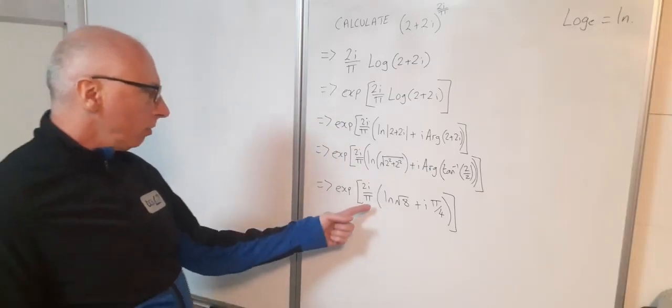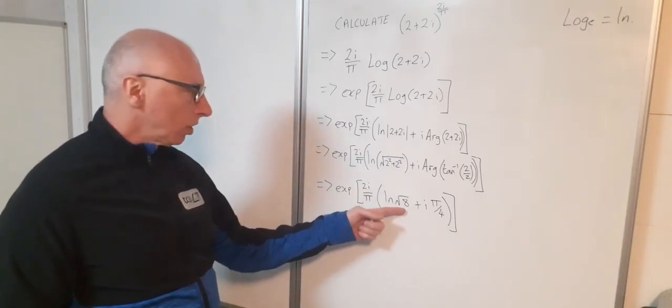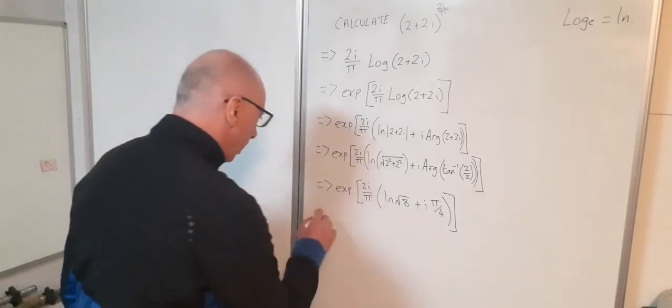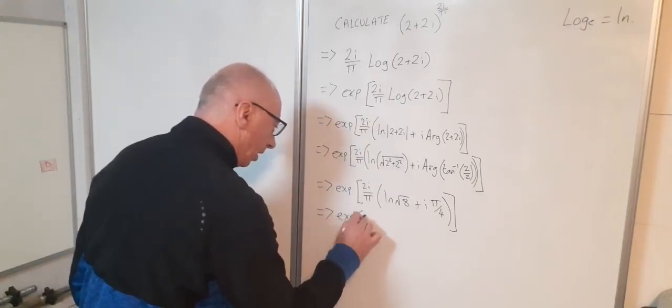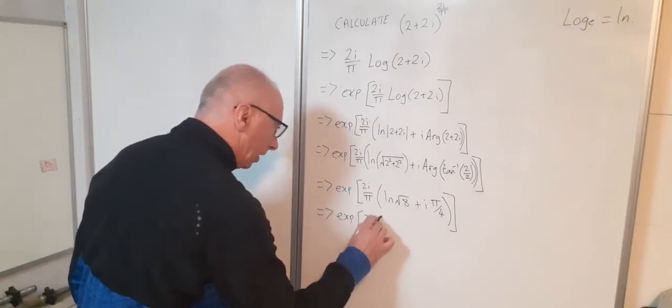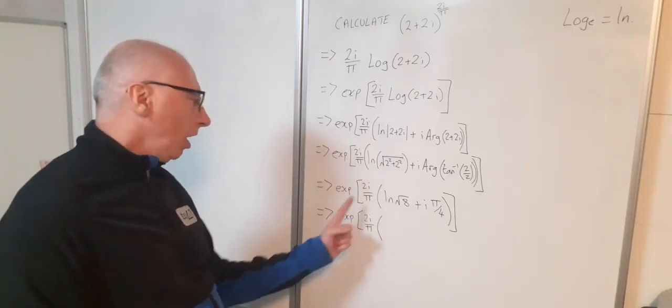Now we're almost in a position where we can just multiply this and distribute it. But first of all, I just want to simplify this. So let's put that in there. So exponential 2i over pi. So remember that is 8 to the power of a half. So I can bring the half out the front.